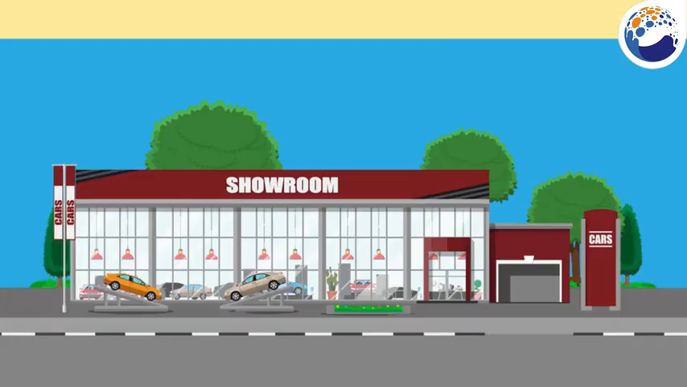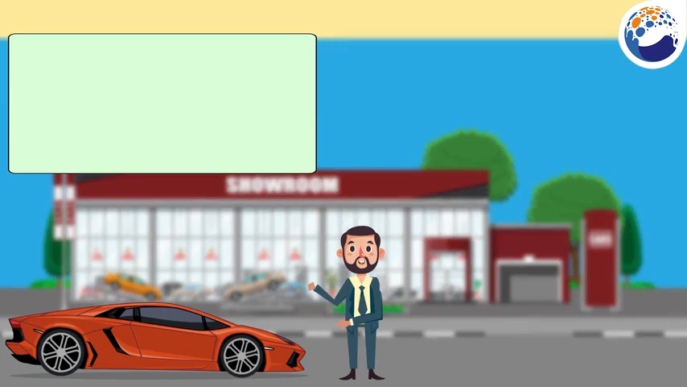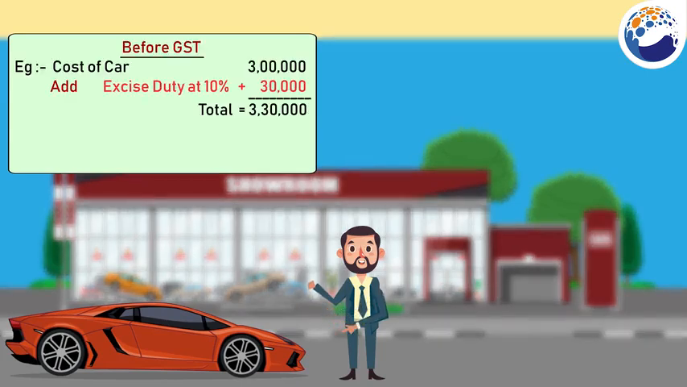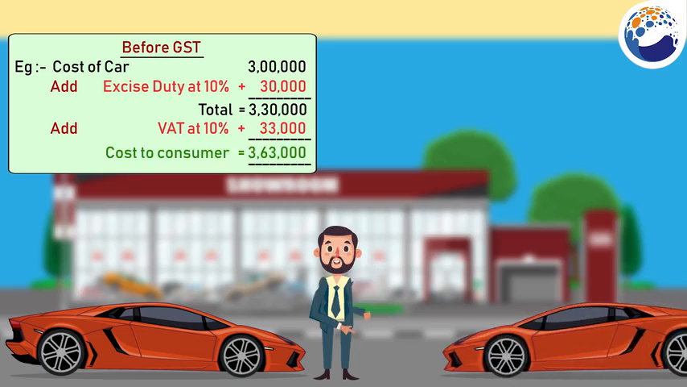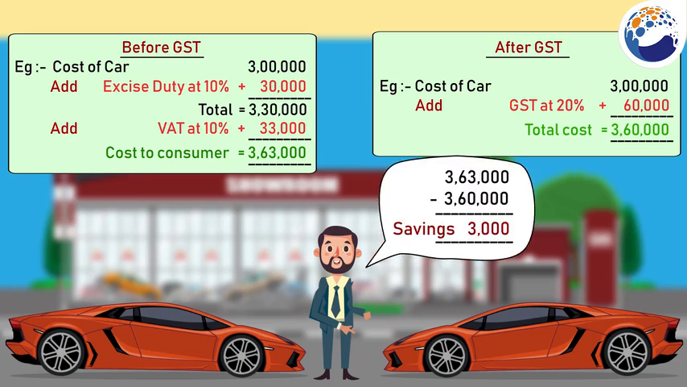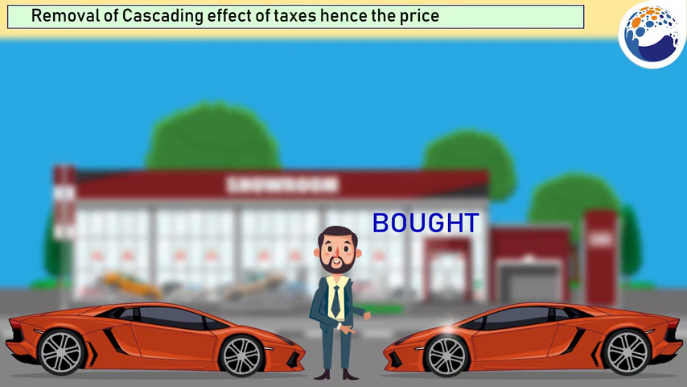Before GST, if a customer would have bought a car, then after levying different taxes, cost of car for a customer would have been rupees 3,63,000. But after implementation of GST, the same car costed him rupees 3,60,000. There is a difference of 3,000 rupees. So GST has removed cascading effect of taxes and hence the prices are controlled.